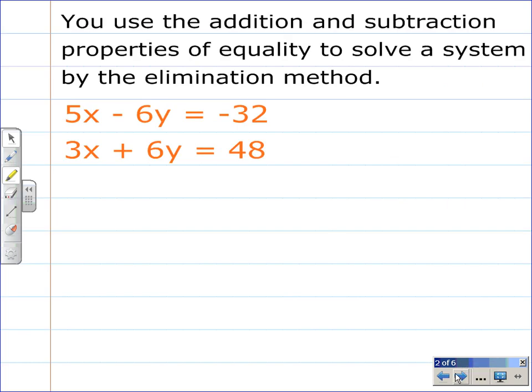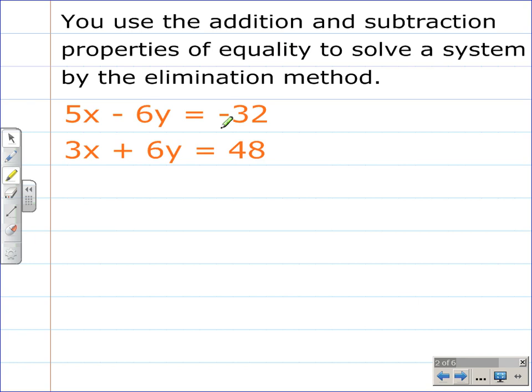You use the addition and subtraction properties of equality to solve a system by the elimination method. When you are trying to use the elimination method, you want to try to eliminate one of the two terms. In this example, we have 5x minus 6y is equal to negative 32, and we have 3x plus 6y is equal to 48. What you want to notice about these equations is there are three terms.